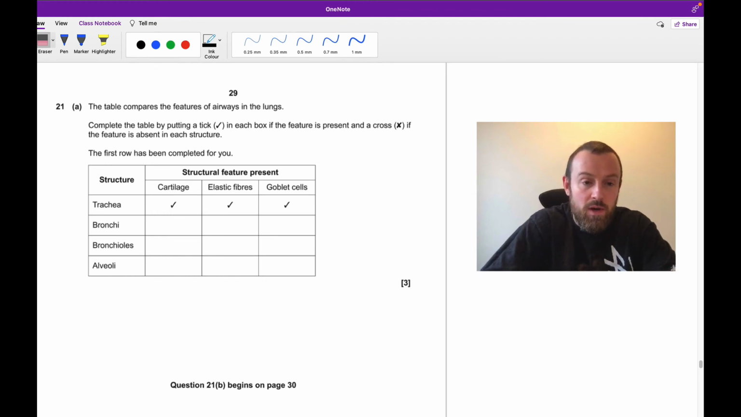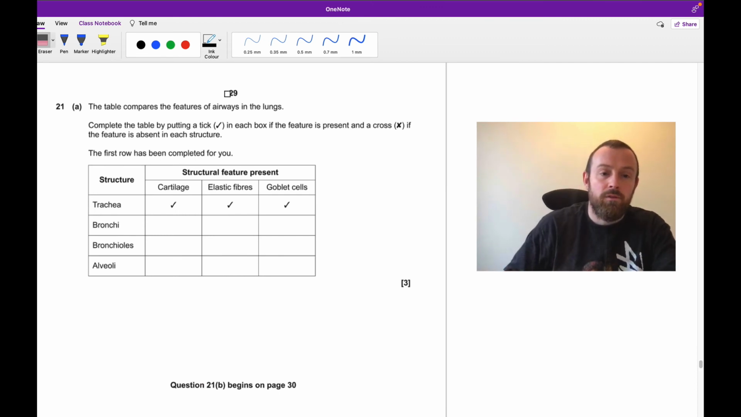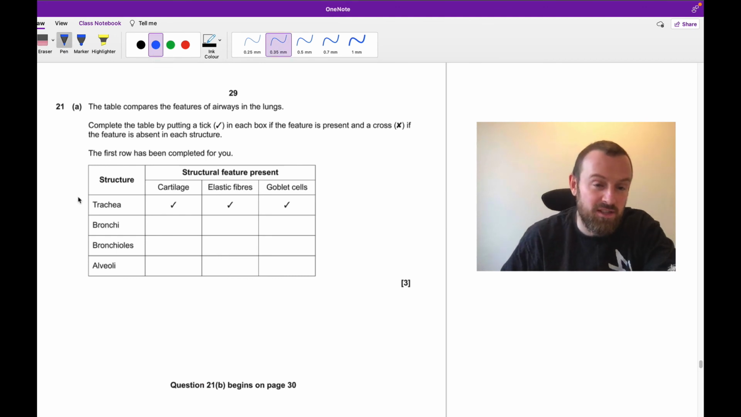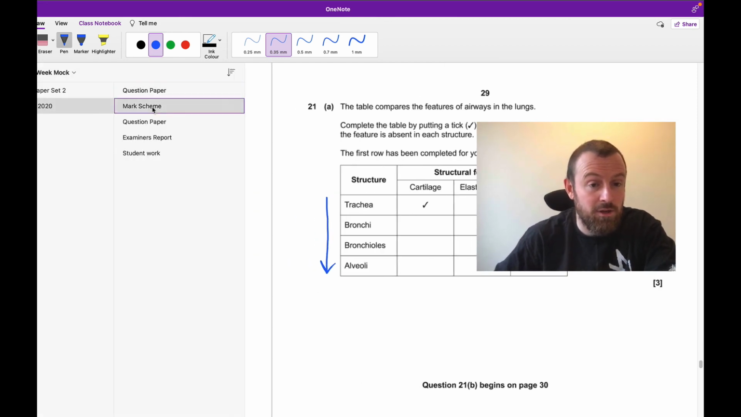Okay, here's question 21. In this table, you have to decide whether there's cartilage, elastic fibers, and goblet cells in these different parts of the mammalian ventilation system, the lungs. Now, the first thing to do is I would say that as we're going deeper into the lungs, we're getting less and less cartilage. And elastic fibers are pretty much the same all the way through, and then goblet cells are going to be getting less and less. But exactly what level is the key thing you have to know.